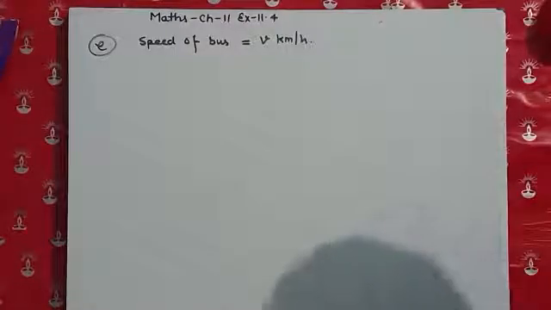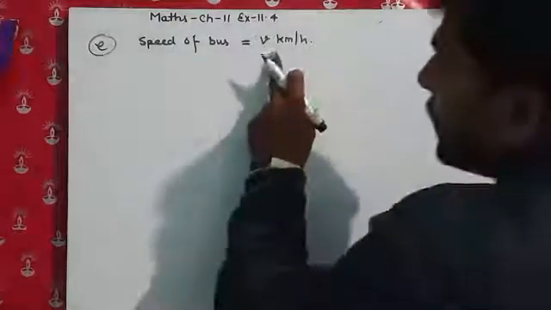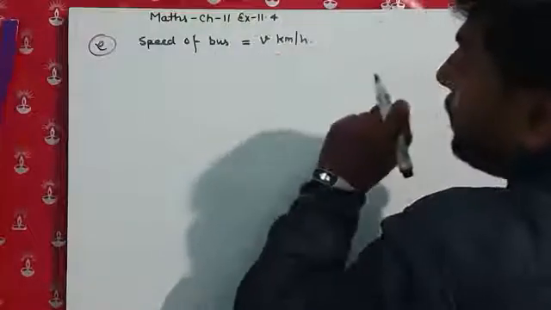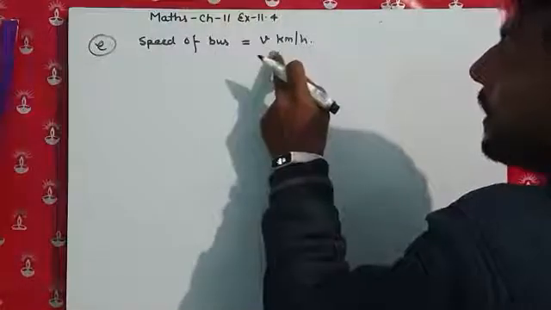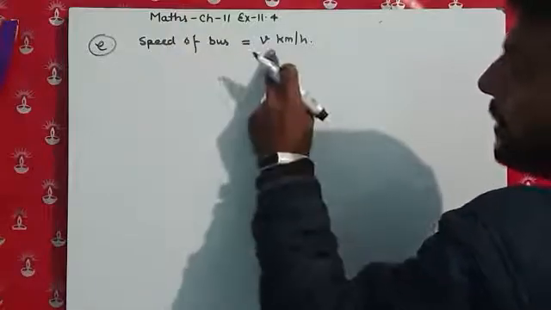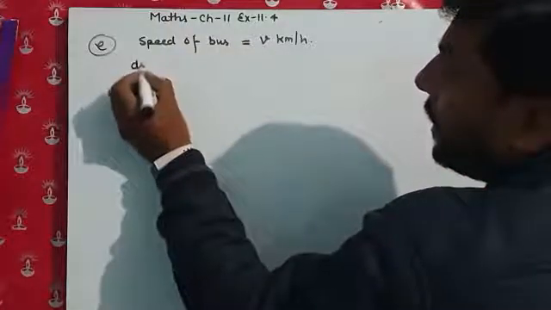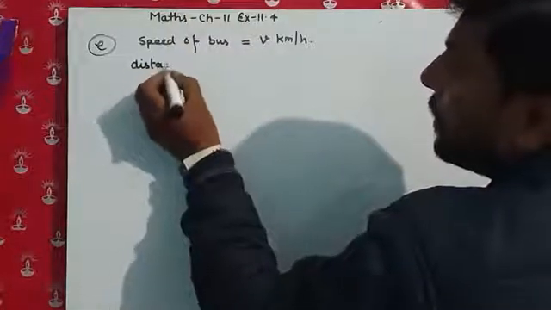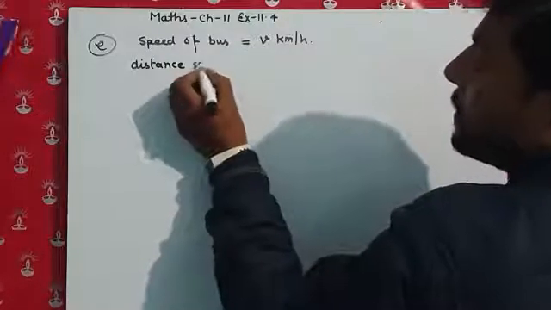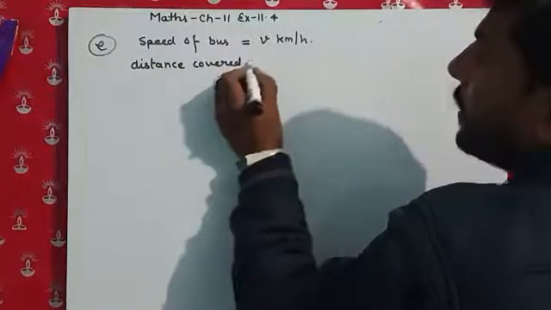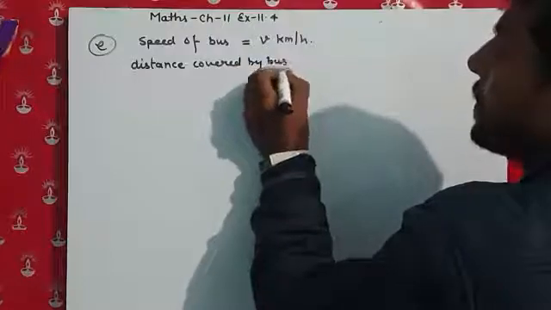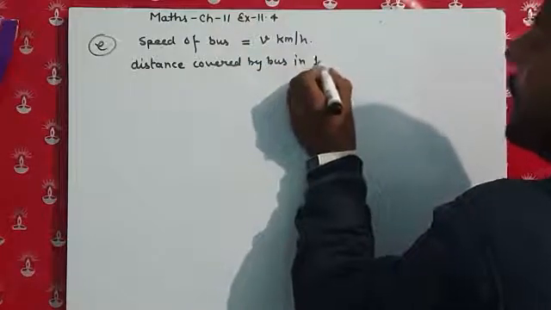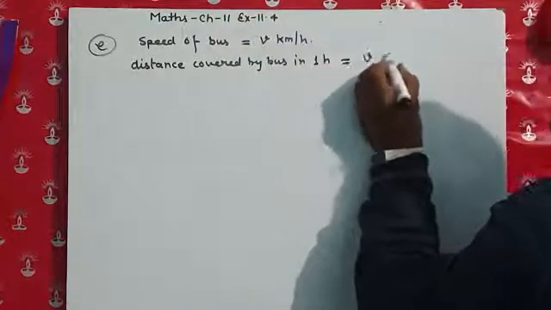So that means we have to use this V, the speed of the bus. If the speed of the bus is given, what does it mean? The speed of the bus represents the distance covered by the bus in 1 hour. In 1 hour, that is V km.